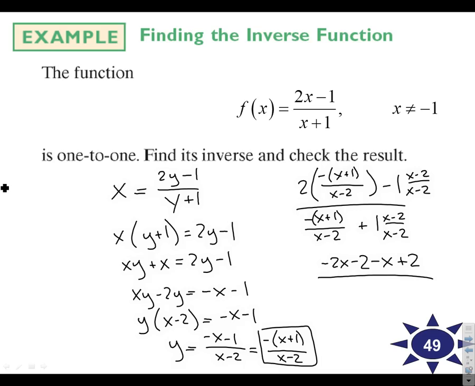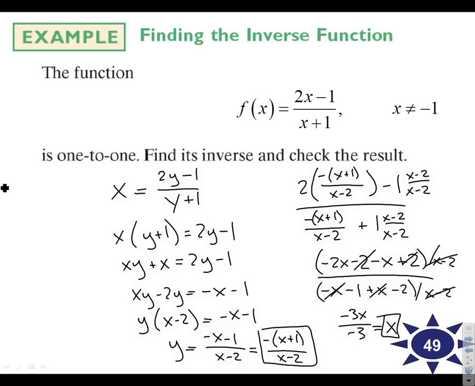And then in the denominator, sorry, this is all over x minus 2. And down here we've got negative x minus 1 plus x minus 2. And this whole thing is all over x minus 2. The x minus 2's cancel. Let's see what else cancels. 2's. And we're left with negative 3x. And here we got the x's to cancel, and we're left with negative 3. Oh my goodness, look at that. We've got x. Those things are inverses of one another. Try problem 49.